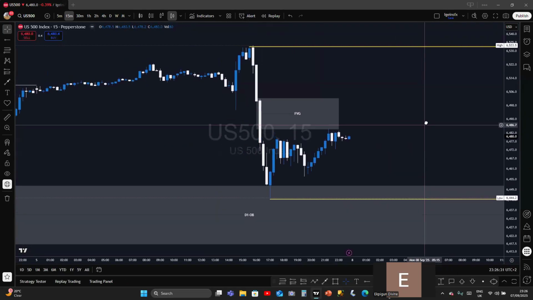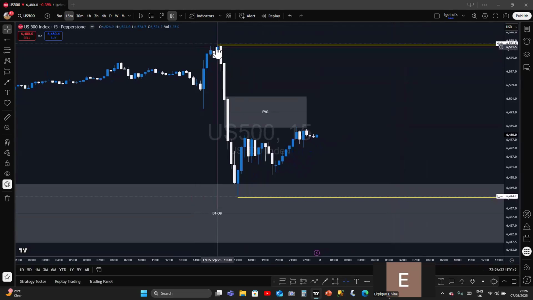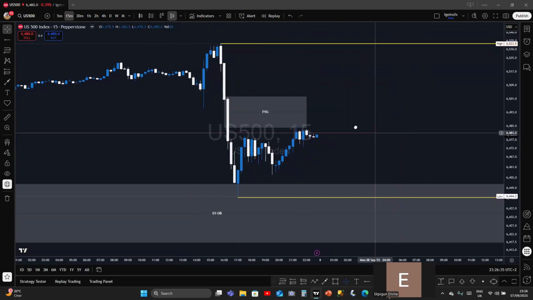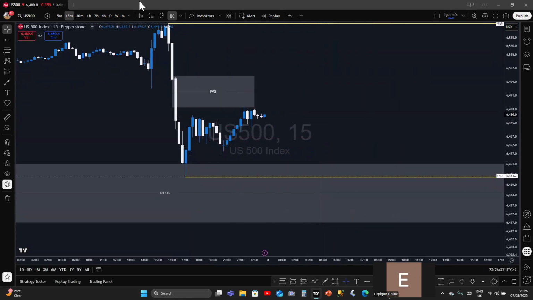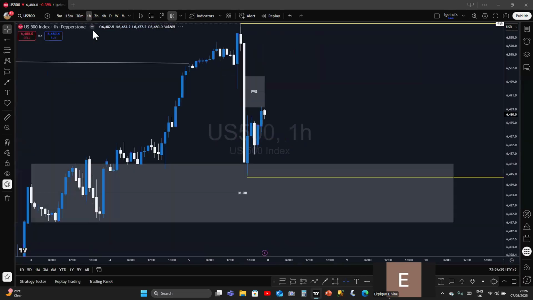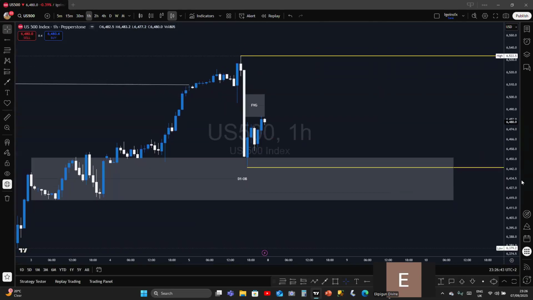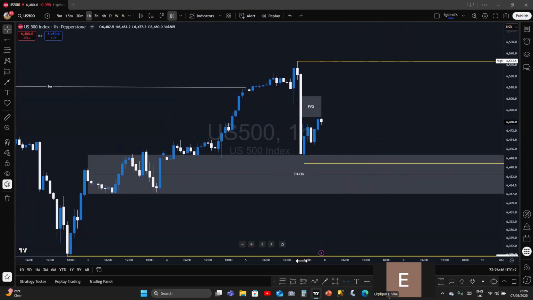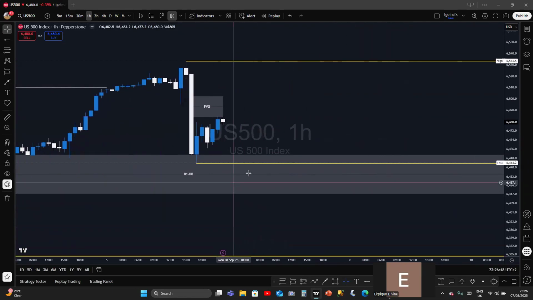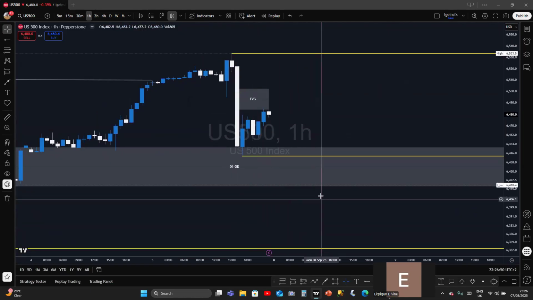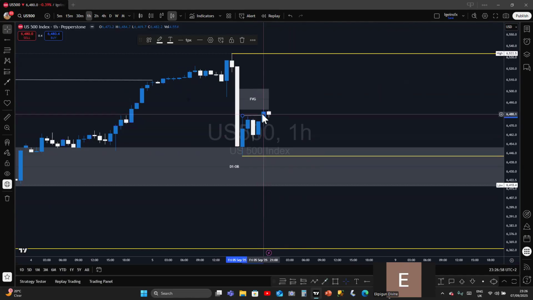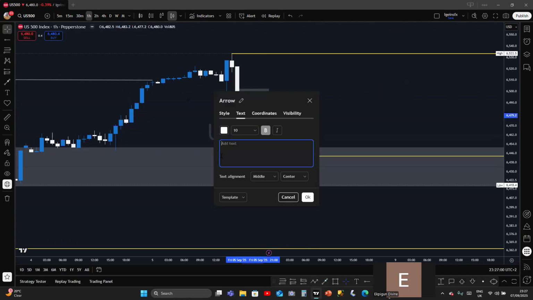I even put the chart on replay mode and didn't remember to remove it. So you can now see that this 1 hour has already given us a market shift. Can you see it? Yes, sir. Okay. It has already given us a market shift. Look at it.